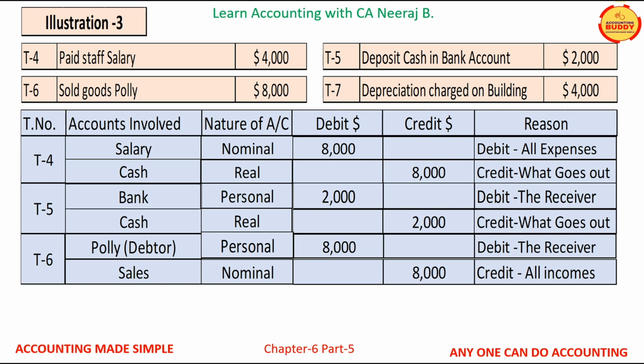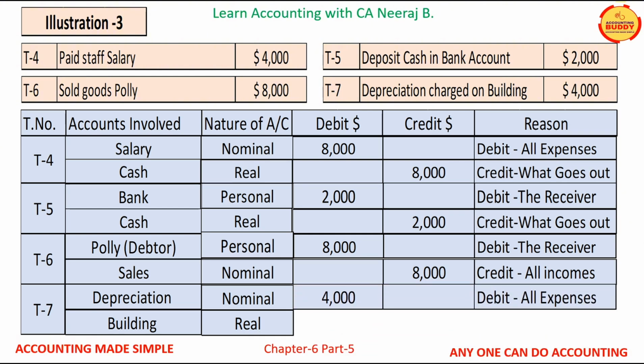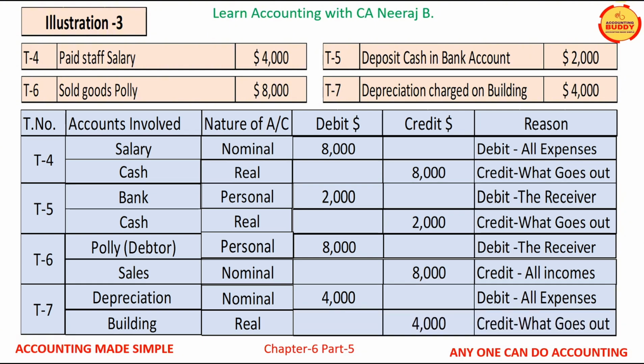Transaction T7 is depreciation of $4,000 is charged on building. The two accounts affected by this transaction are depreciation account and building account. Depreciation being an expense is a nominal account, while the building being an asset is a real account. The rule for nominal account is debit all expenses and losses. Therefore, depreciation account will be debited by $4,000. The rule for real account is credit what goes out. Therefore, the asset account will be credited by $4,000 as the value of the building will be reduced by the amount of depreciation charged, which is $4,000.